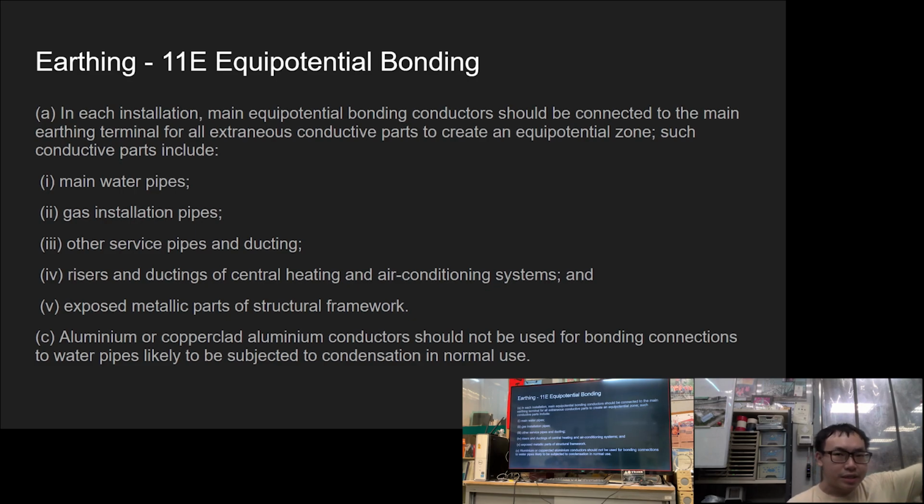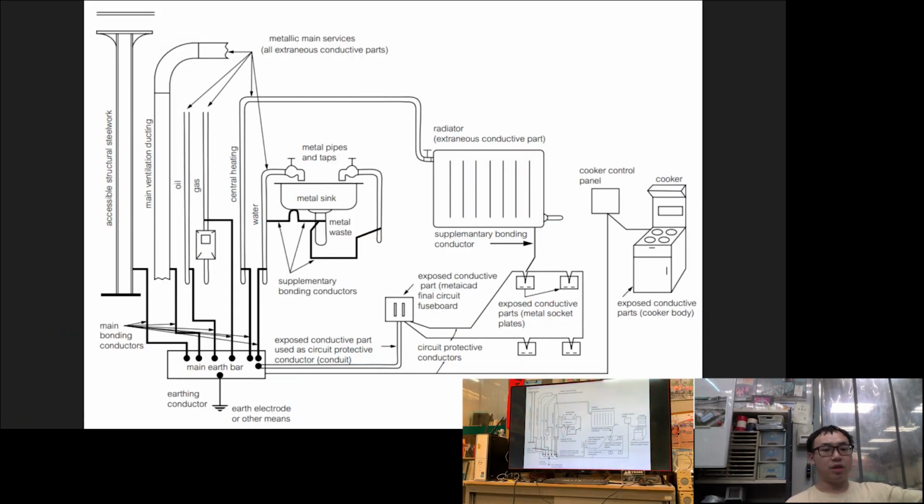I have a reference from EMSD, so that you are not going that deep, but I will just put it here for your reference. Equal potential bondings. So you have to connect all the places with 0 volts. Okay, I don't know why, but you can connect to the main water pipes, the gas installation pipes and other pipes. So you have this diagram. You have to connect all the places that have 0 volts.